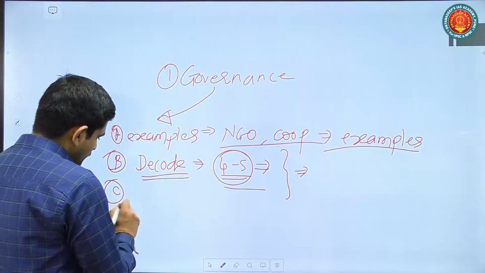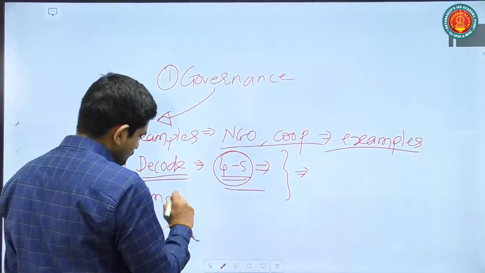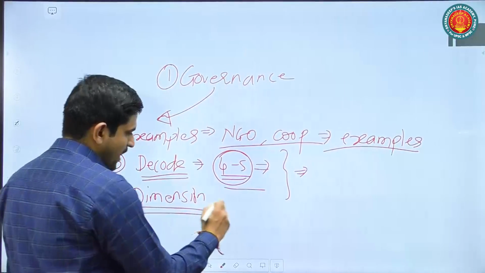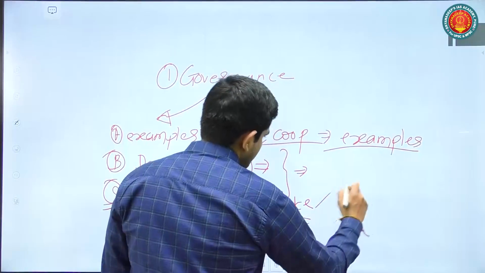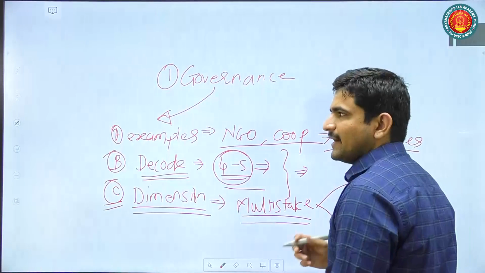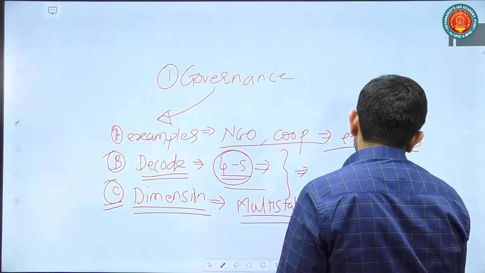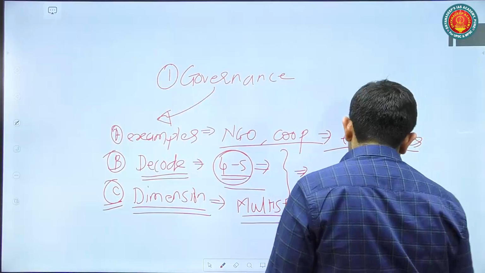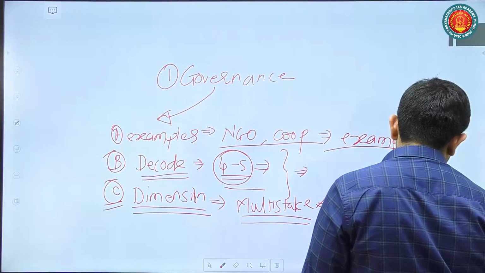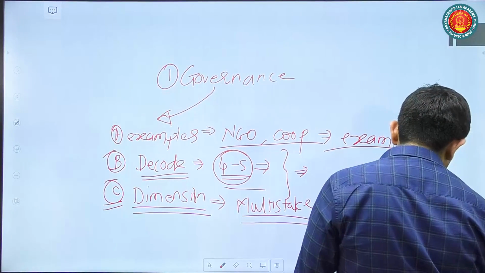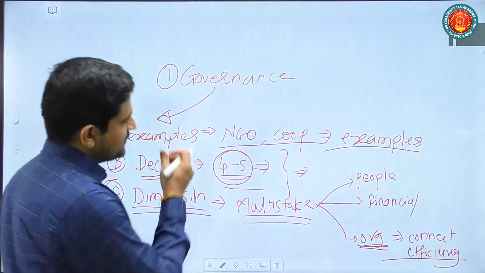Then the last component about governance: dimensions are very important. If you think about dimensions, you have to think about the multi-stakeholder approach. What do I mean by that? For example, the impact of governance on common people, then its impact on financial aspects, then its impact on organizational efficiency in terms of corruption and all those things. These things you need to mention in the governance paper.